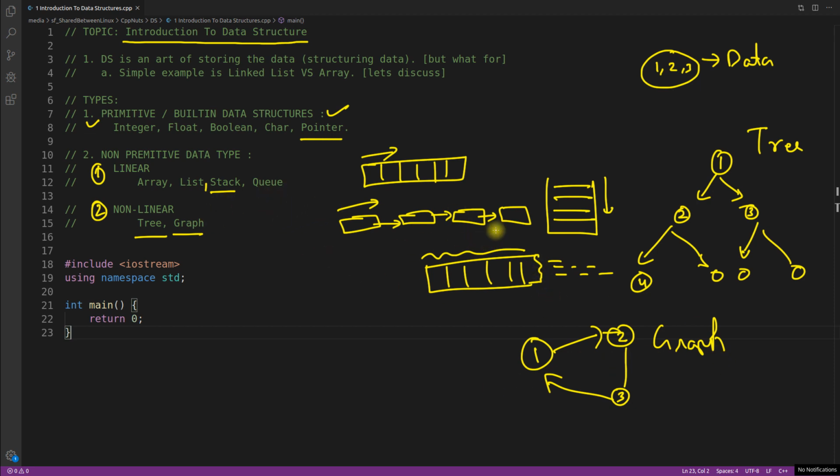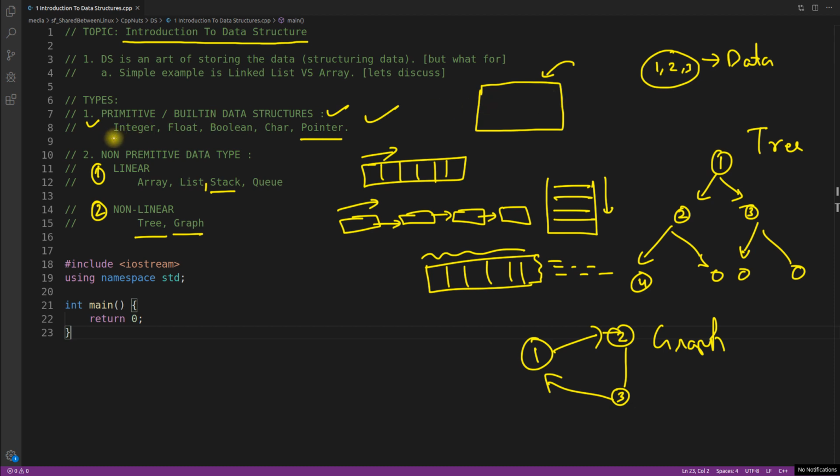Okay, so you got the basic idea, right? What the data structure is and what the different types of it are. Primitive means it is very basic, like your data types, which you can consider as a data structure. Why are they data structures? Because there is a structure. Let's suppose this is a kind of structure where you store your data. That's why it is called data structure.